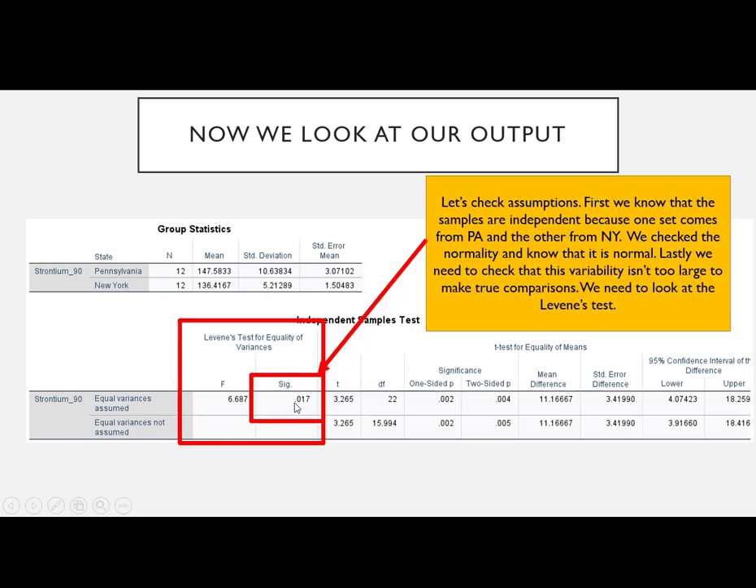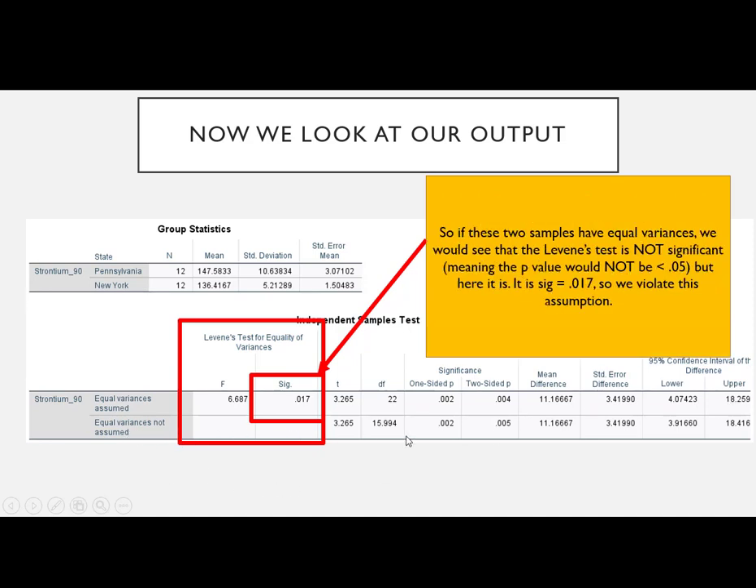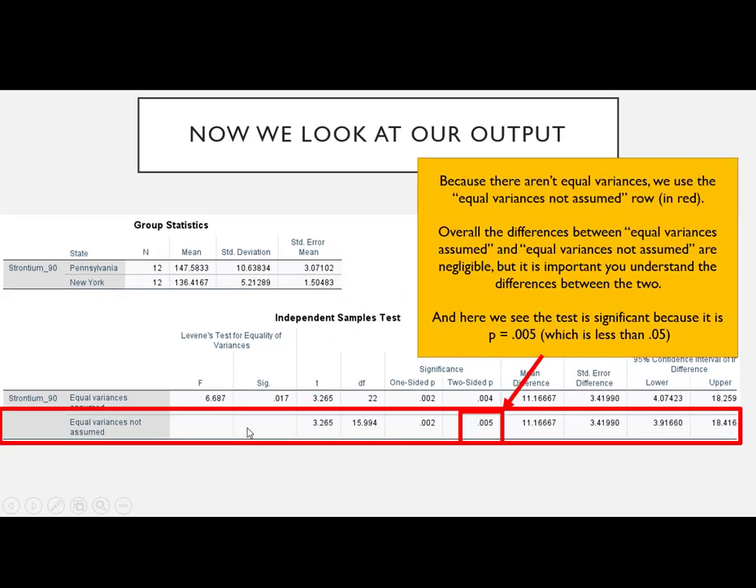So what do we do? We're not dead in the water. We have two rows here, right? If the variances were the same, we'd stay in the top row, but they're not. So we go to the bottom row. If we had equal variances, we would see that Levene's test is not significant, but here it is. So we violate this assumption. So we have to drop to this bottom row, okay? And we look at the equal variances not assumed row in red.